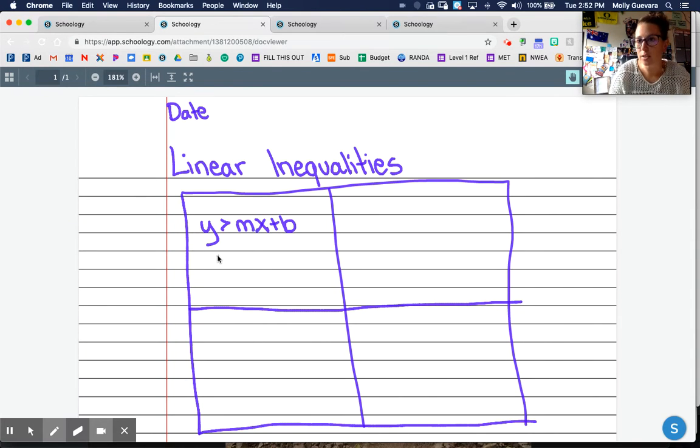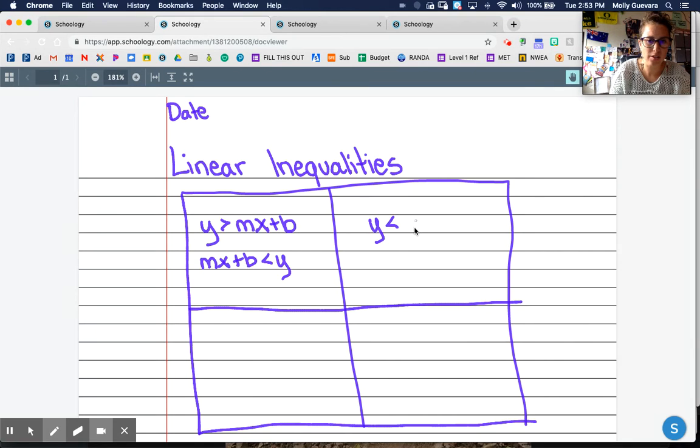So anything bigger than mx plus b, or if it's written the other way with the mx plus b on the left side, you just have to make sure that the alligator is eating the y no matter what. So these two things are the same. That's one example we're going to look at.